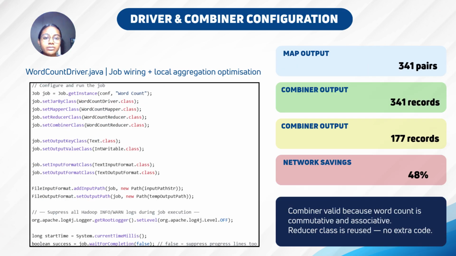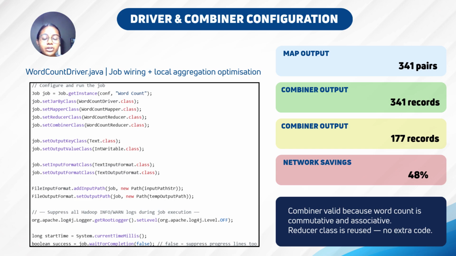Finally, the driver wires everything together, registering the mapper, reducer, input and output format, and configuring the job. Crucially, we also set the combiner class to the reducer itself. This is valid because word count is both commutative and associative, meaning we can safely aggregate locally before the shuffle phase. The results speak for themselves.